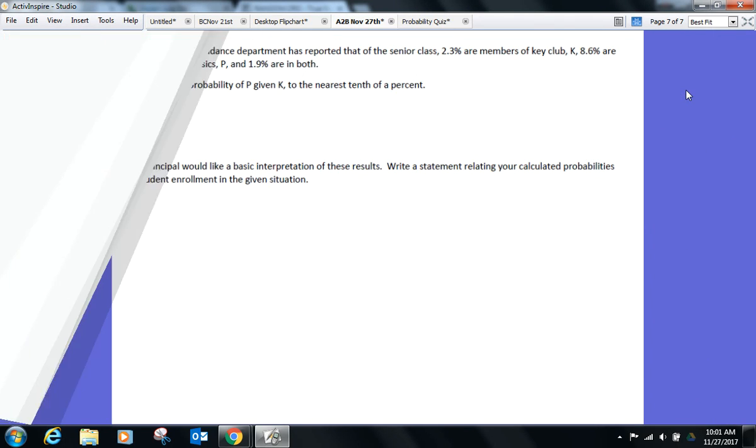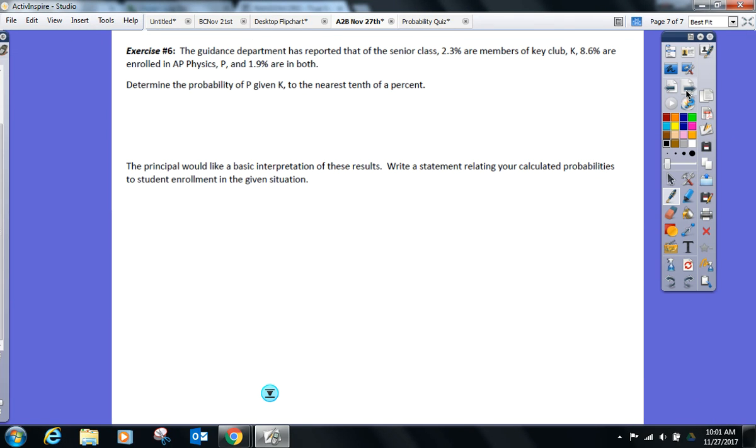All right, last one. We'll get into you guys now, a little senior class action. 2.3% are in the Key Club. 8.6% are enrolled in AP Physics. And 1.9% are in both. Determine the probability of P given K, to the nearest tenth of a percent. What's P again? They're in AP Physics. K means they're in the Key Club.